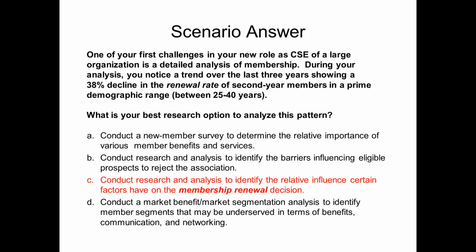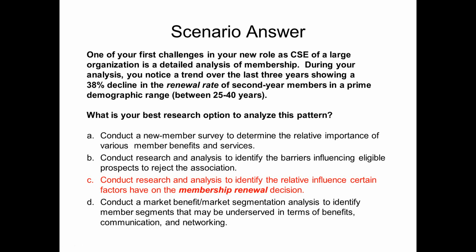B is talking about why eligible prospects aren't, well, maybe that's a little bit ambiguous, but why they're rejecting the association. My interpretation of B, at that point, is they're not joining. They're looking at the association but not joining. And yet the scenario is what's going on with the renewal rate of this group.